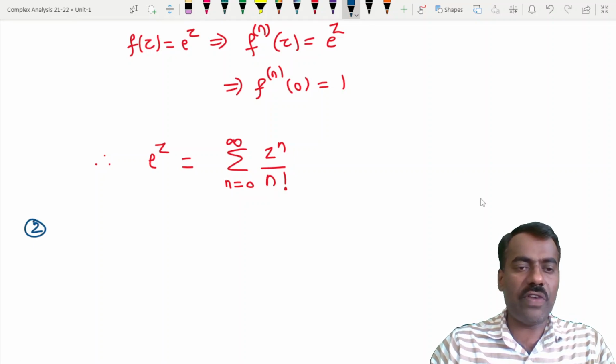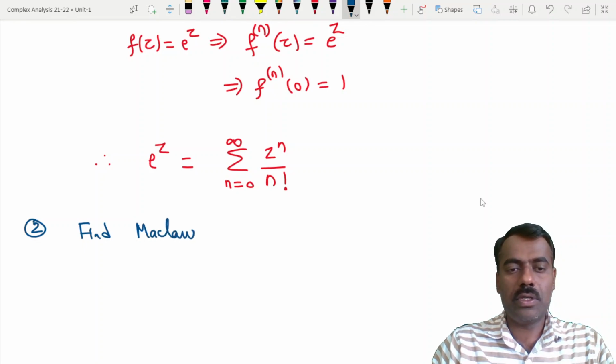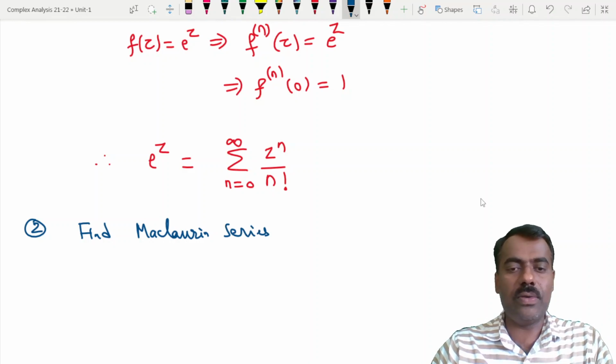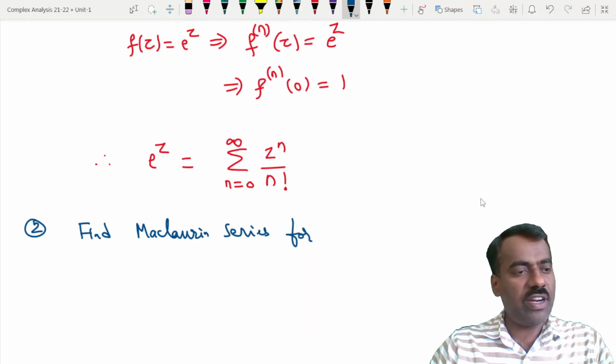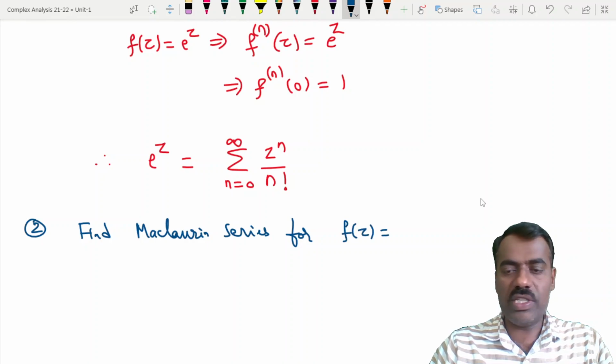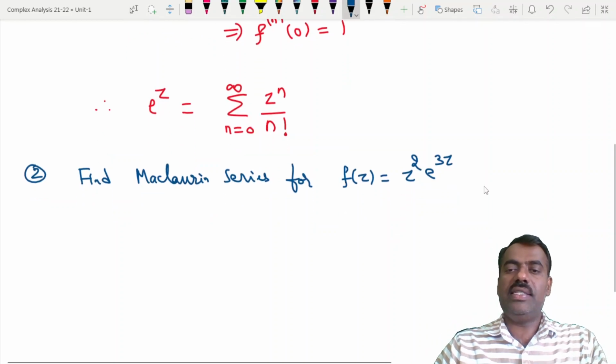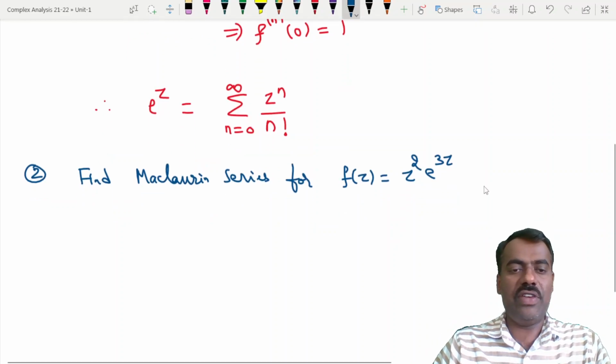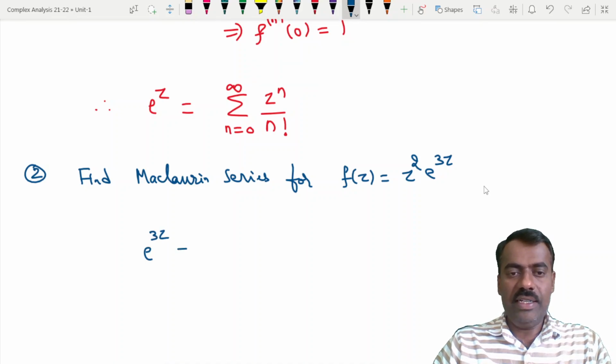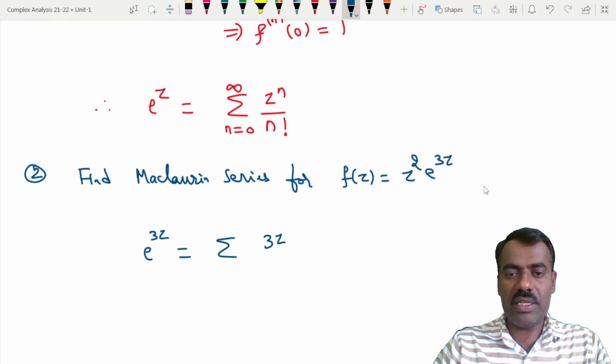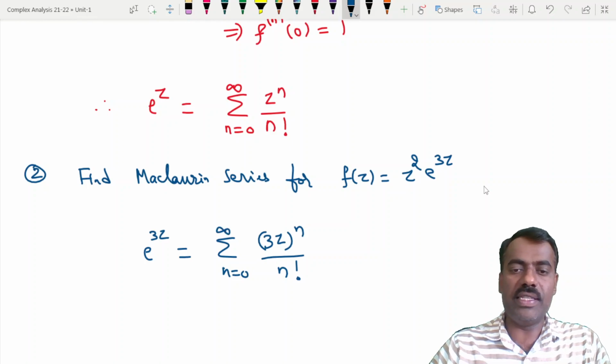Say for example, if we want to find the Maclaurin series, or we can say even the Taylor series also, because at z is equal to 0, for the function say f of z is equal to z square into e power 3z, then it is easy, because e power z we have here, so e power 3z is, wherever z is there, that is 3z whole power n by n factorial. This is for e power 3z, right?